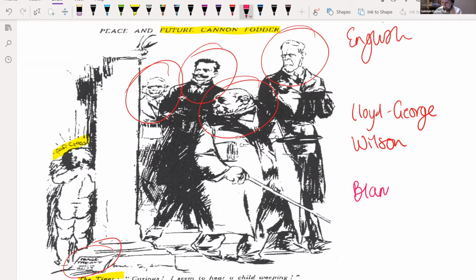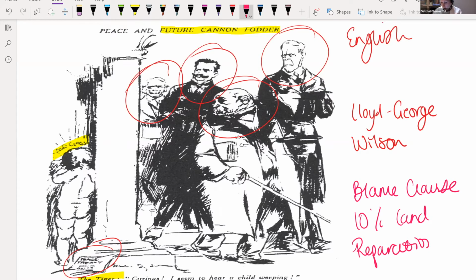You can talk about the blame clause. You can talk about 10% of their land being taken away. Are they going to want that back? The reparations. So cartoons are an absolute blessing. I really like this paper because I think the chance to look at cartoons, analyze them and marry that with your contextual knowledge is really good. I just think it's a really good opportunity for you.